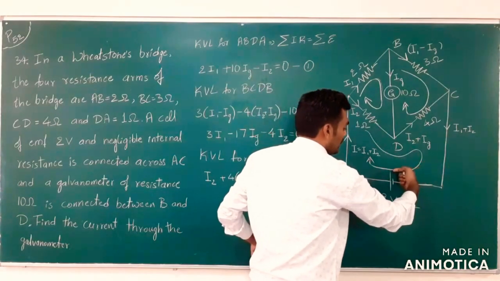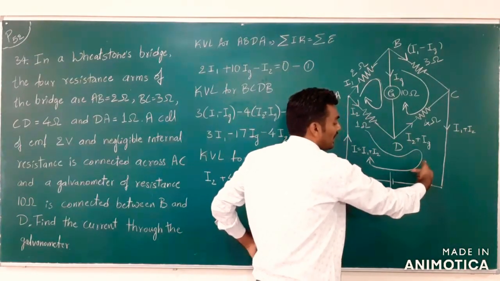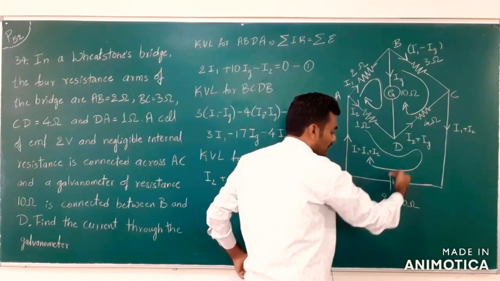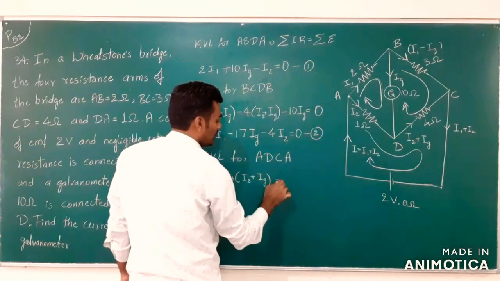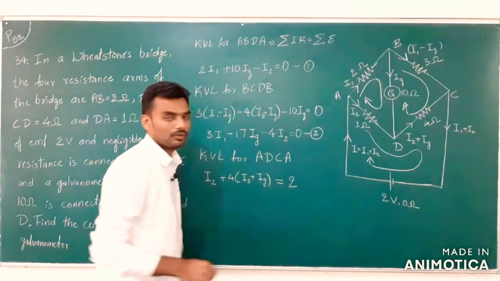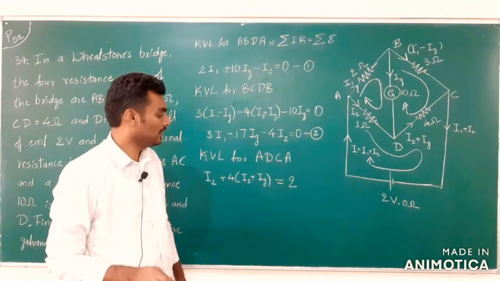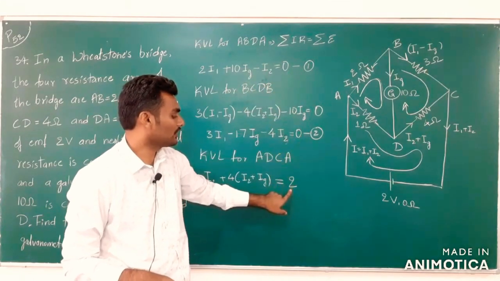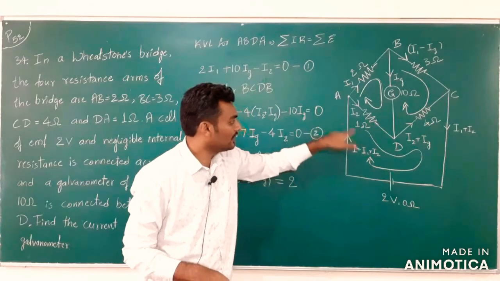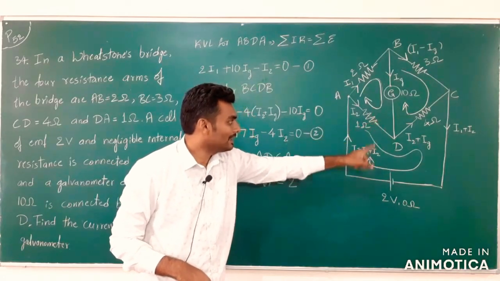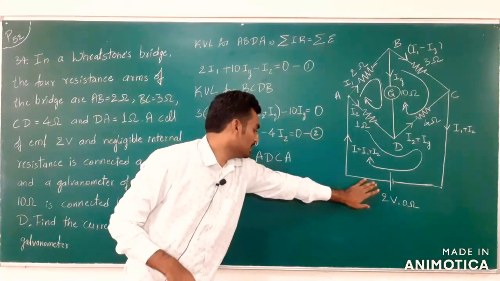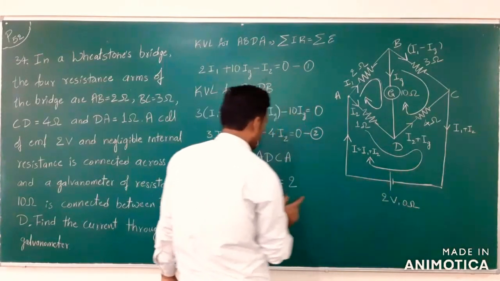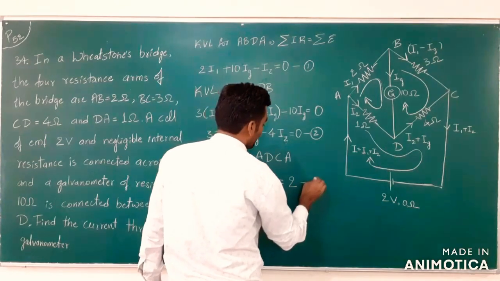And that cell has the EMF of 2 volt, and while traversing, I first approach the negative terminal of the cell, which means it is equal to plus 2 volt of EMF. Clear? All of this has 0 in the RHS, these two equations, but this doesn't, because this loop ADCA has a cell in it which has the EMF of 2 volt, and I approach the negative terminal of the cell first. So this is the equation that I get.